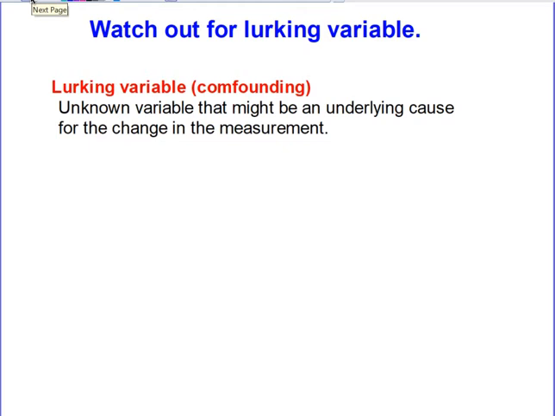Watch out for a lurking variable. A lurking variable is an unknown variable that might be an underlying cause for change in the measurement. So maybe a lurking variable would be this: on my ACT scores, I did this treatment of giving them a weekly problem for ACT prep. They did better on their ACT scores, but I might have moved around the curriculum in Algebra 2 to teach more algebra ACT type questions. So maybe the curriculum was a lurking variable that I didn't take into account that affected those scores.